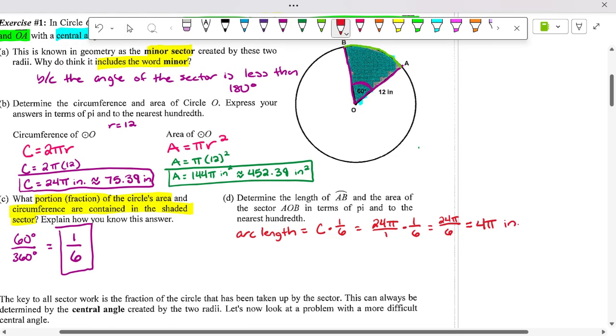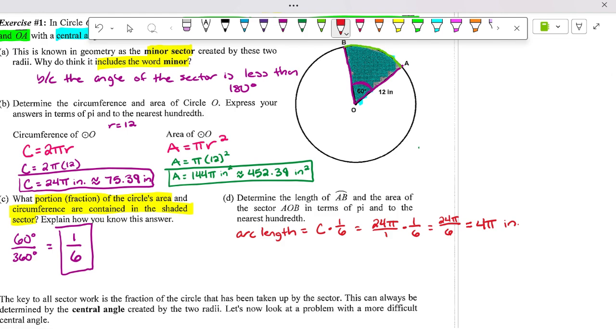What is it approximately if you round it to the nearest hundredth? Let's put it in your calculator, round to the nearest hundredth. So what is it approximately? 12.57 inches. So that is our arc length. So we got the exact and the approximate.